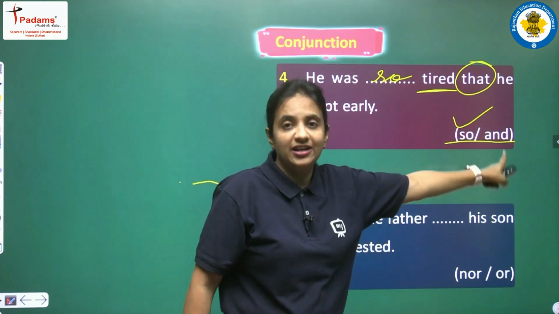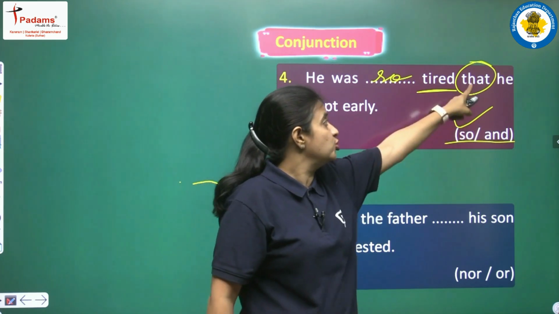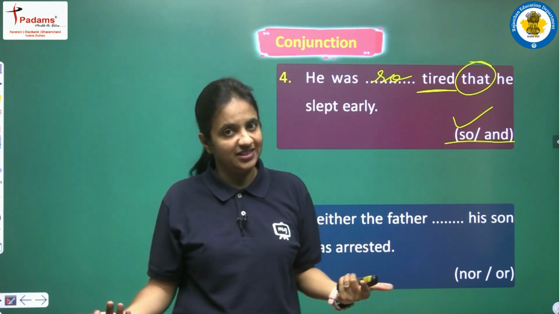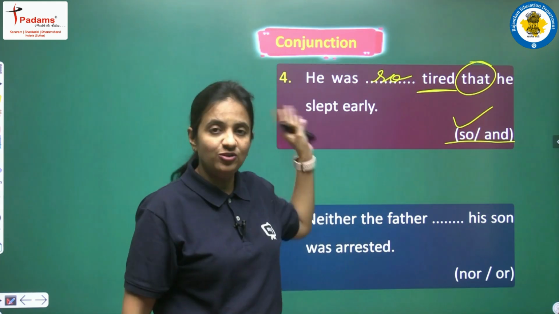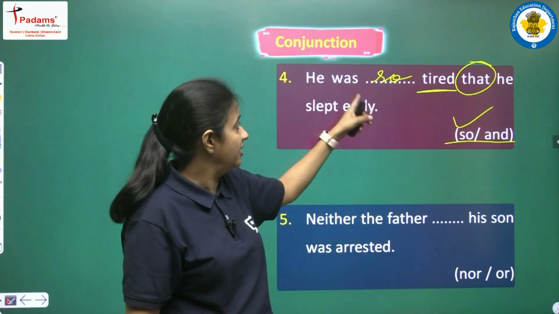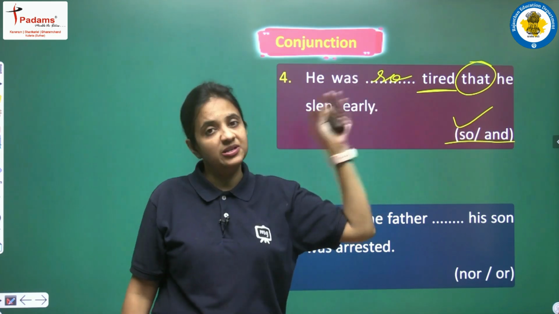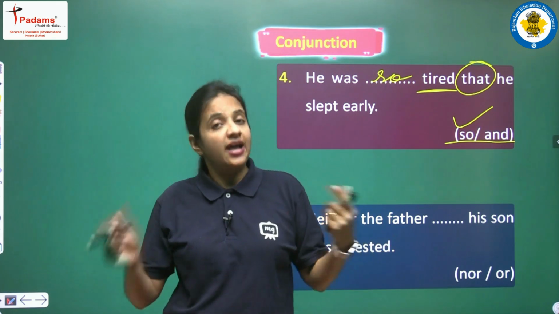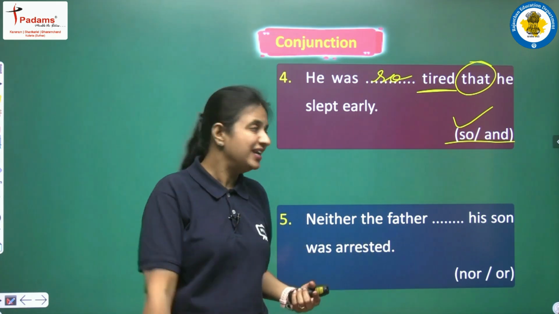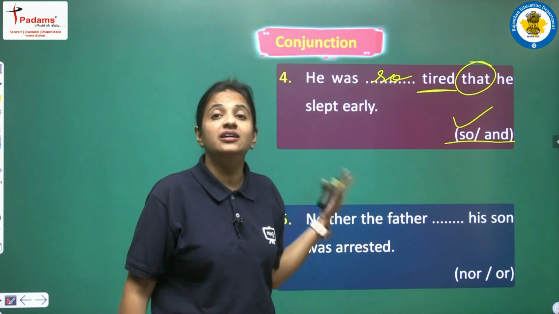So that is already given to us, and because of this it is now very easy to choose the correct option, because we all know that so is always used with that. That is one of the conjunctions, and because of that according to the sentence structure we will choose so, and the complete sentence here is he was so tired. It means we are talking about one person, and yes, he was very tired, and because of that what did he do? He slept early.